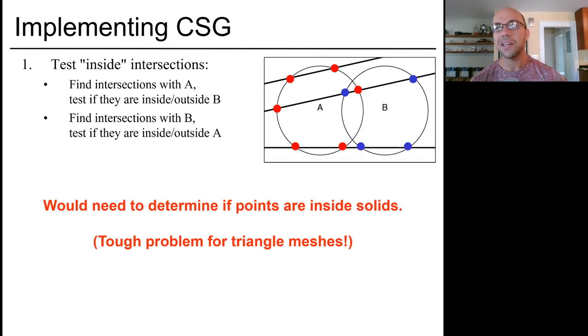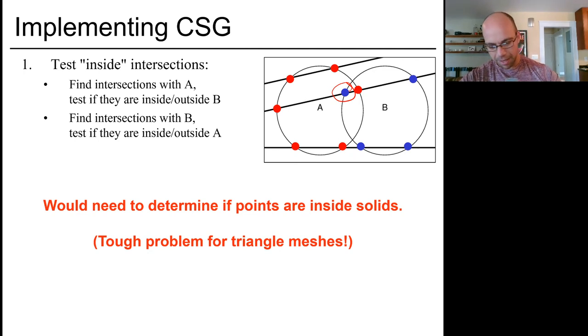So to reiterate a little bit, to implement CSG, essentially what we're going to need is to figure out what intersections are actually inside or outside of a shape. One way that we could do it would be, for example, let's say that I want to identify points that are inside of A, outside of B, or something like that. Well, I could intersect my ray with A or B and then do a test to see, is that ray inside of the other shape or not?